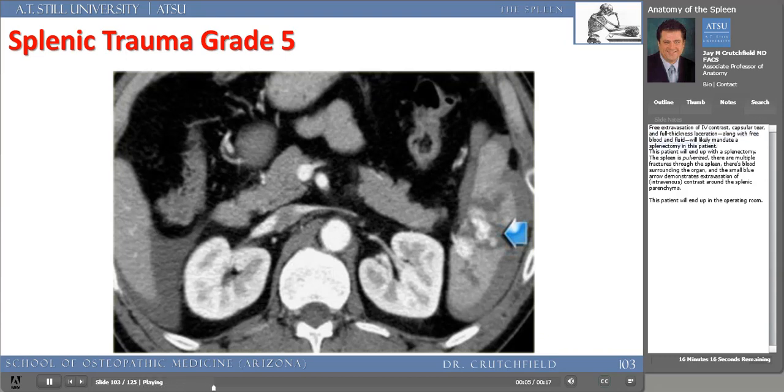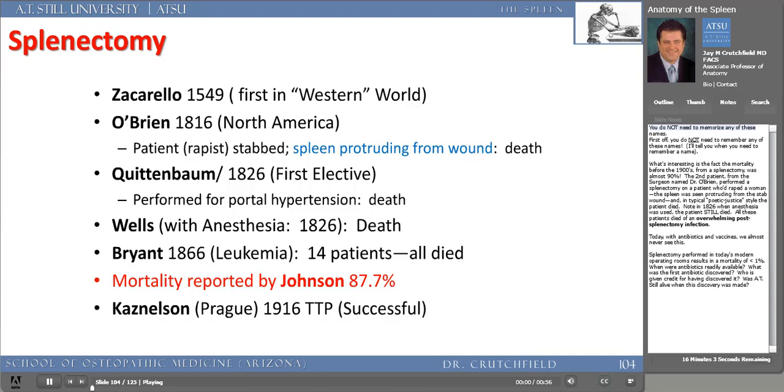The spleen is pulverized, there are multiple fractures through the spleen, there's blood surrounding the organ, and the small blue arrow is showing extravasation of contrast around the splenic parenchyma. This patient will end up in the operating room. First off, you don't need to remember any of these names. I'll tell you when you need to remember a name.